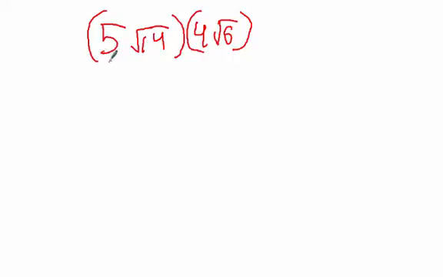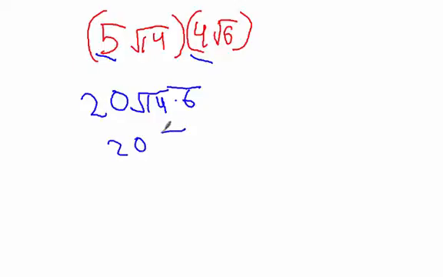Well, I'm going to multiply together my two coefficients. So I'm going to multiply 5 times 4. That gives me 20. Then underneath my radical, I'm going to multiply 14 times 6. If I multiply those out, I get 20 times the square root of 84, 14 times 6 being 84.